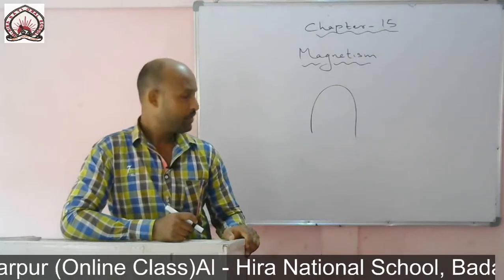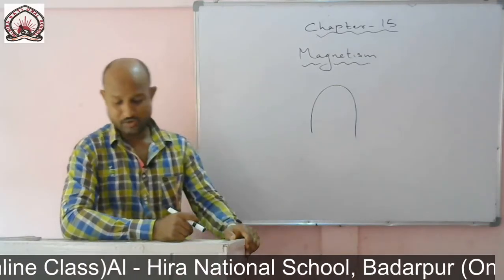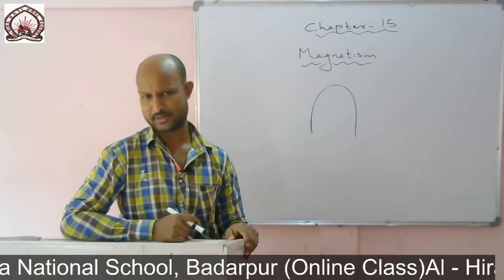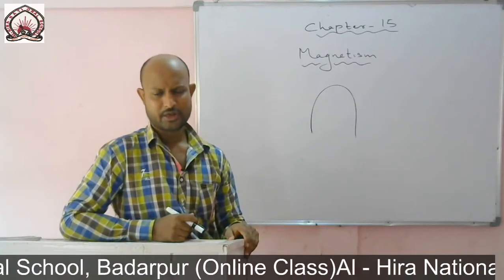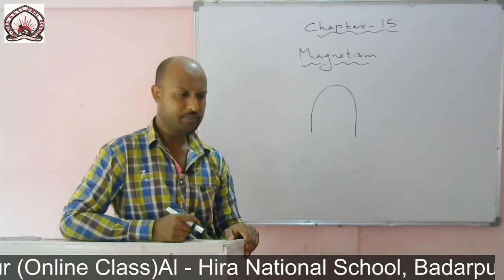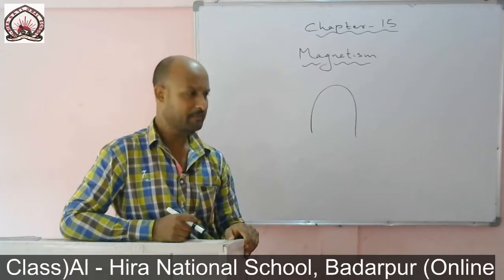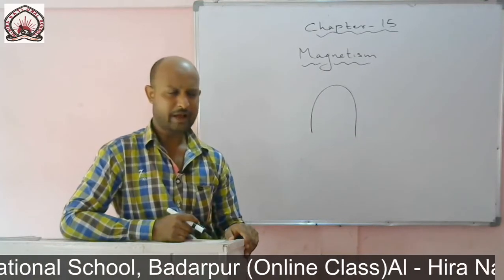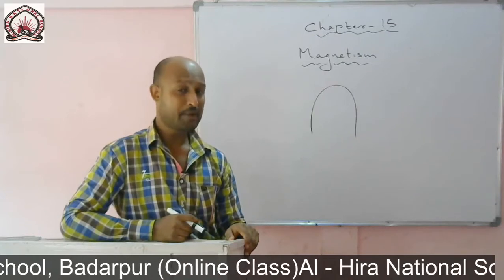Now we are going to learn some other properties of magnets. That is, magnets attract certain substances. We know that if you bring some magnetic substances like iron particles or pins near a magnet, these iron particles get attracted to the magnet.